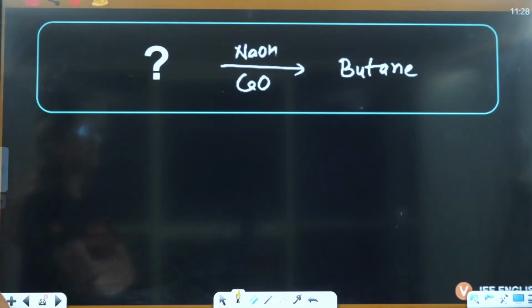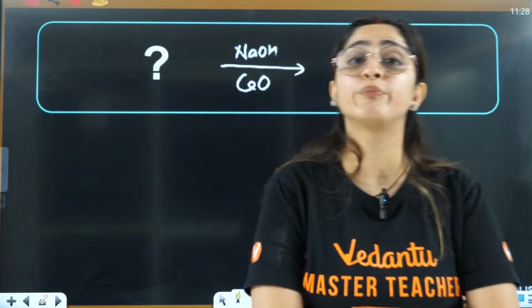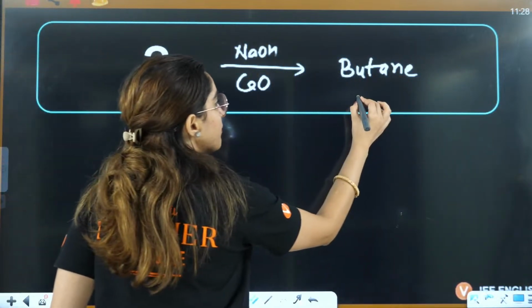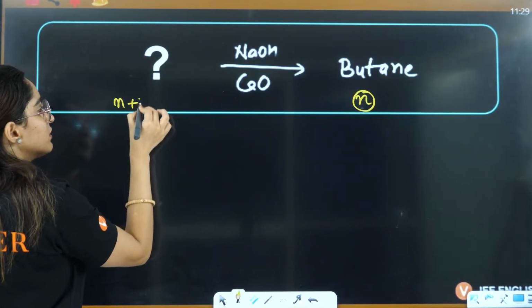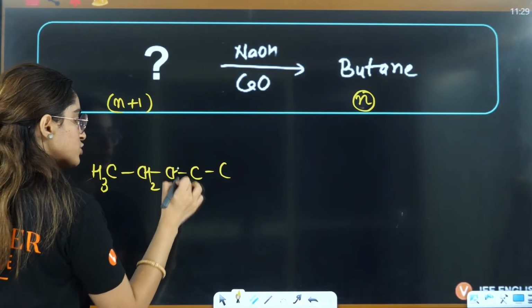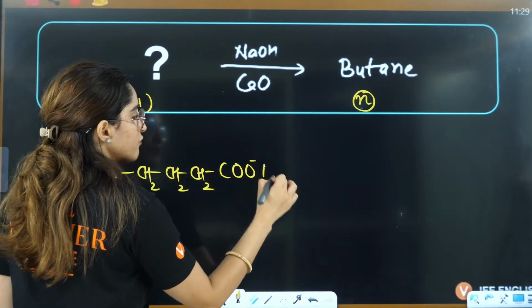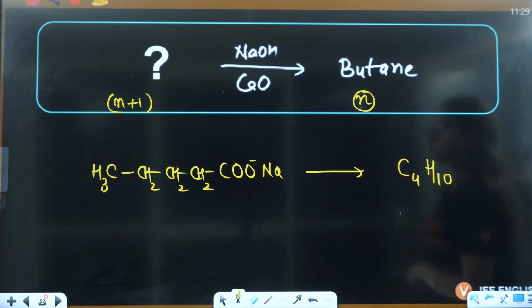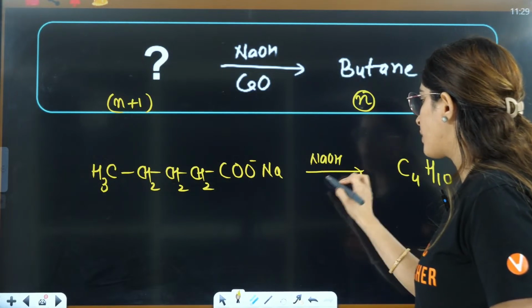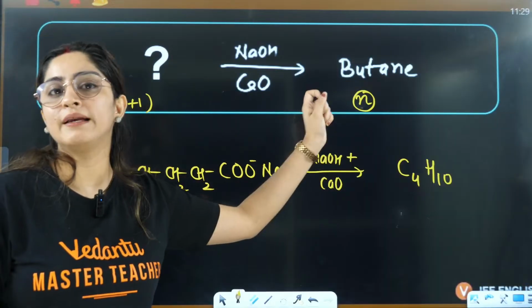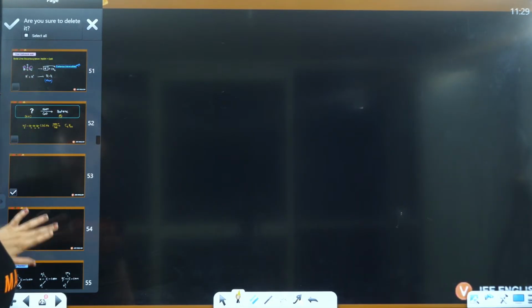So first is, if they ask you that in soda lime decarboxylation you have the formation of butane, what is that carboxylic acid salt from where butane is formed? So here if the number of carbons are n, here it will be n plus 1. So it will be 1, 2, 3, 4, 5: CH3, CH2, CH2, CH2, COO negative Na. This will give rise to the formation of C4H10, that is butane. Okay? With NaOH plus CaO, this will give rise to the formation of butane. That means here one carbon should be more, one carbon less alkane is formed here. Right, everybody? Okay.